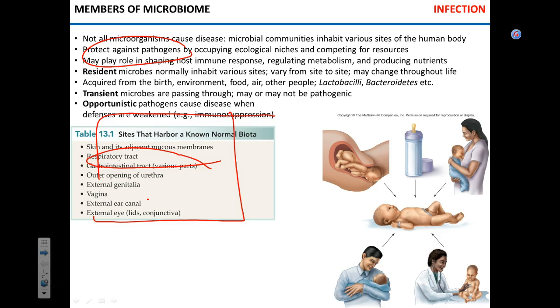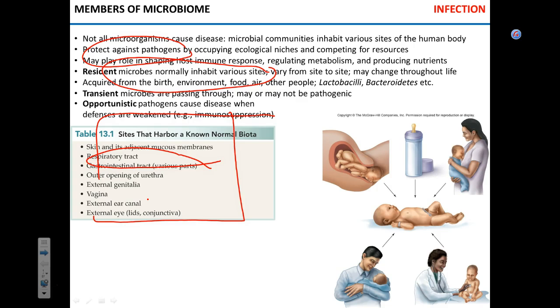Now, there are different types of microbes that can be found in the body sites. Resident microbes are normally inhabiting sites. On the skin, it's going to be Micrococcus luteus and Staph epidermidis, for example. In the intestines, it's going to be mostly bacteroidetes of different types. On the eyes, it's going to be staphylococci, streptococci of different sorts. In the mouth, it's going to be streptococcus and spirochetes.